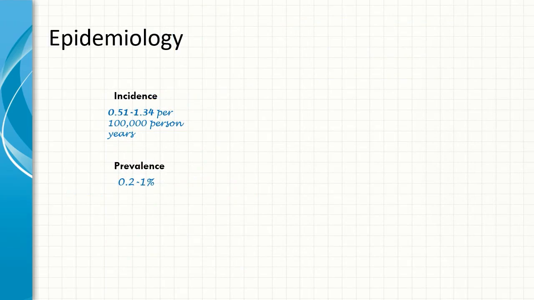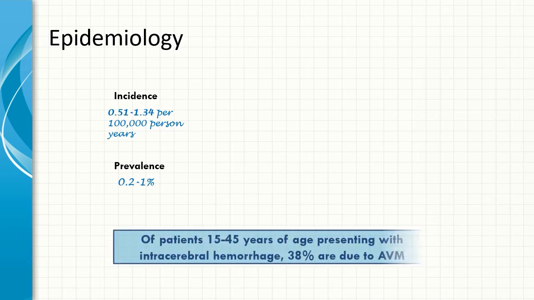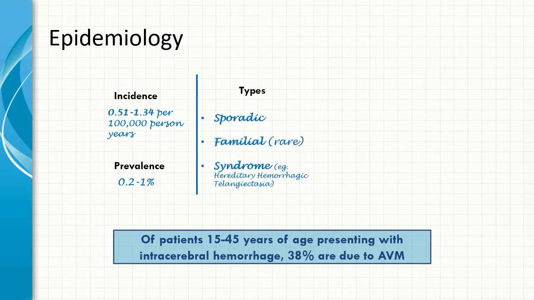AVM are fairly uncommon, occurring in less than 1% of the population. However, among patients 15 to 45 years of age presenting with hemorrhage, up to 38% may be due to an AVM. Most commonly, AVMs are sporadic, but rare familial forms have been described. In addition, AVM can be seen in certain syndromes like hereditary hemorrhagic telangiectasia or Osler-Rendu-Weber syndrome.